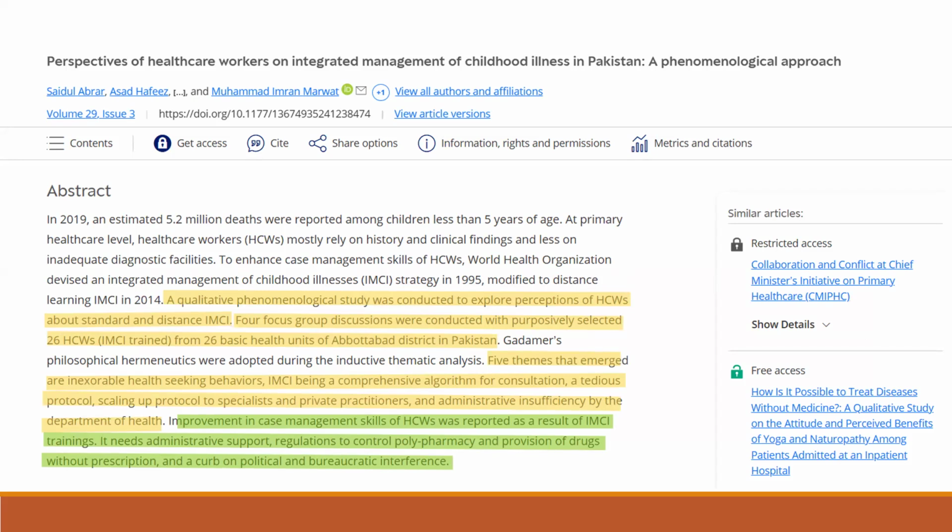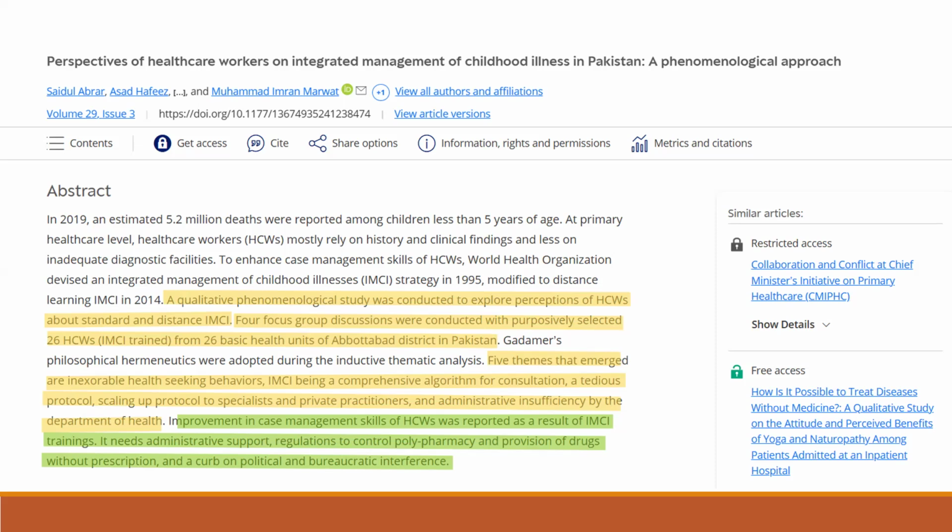Four focus group discussions were conducted with 26 previously selected healthcare workers, who were IMNCI trained, from 26 basic health units of Abbottabad district in Pakistan. Five themes emerged: inexorable health-seeking behaviors, IMCI being a comprehensive algorithm for consultation, a tedious protocol, scaling up protocol to specialist and private practitioners, and administrative insufficiency by the Department of Health.